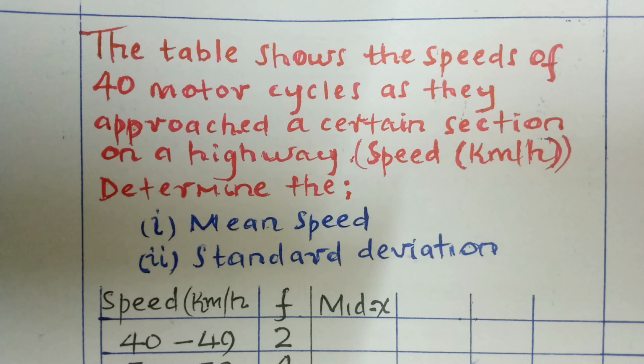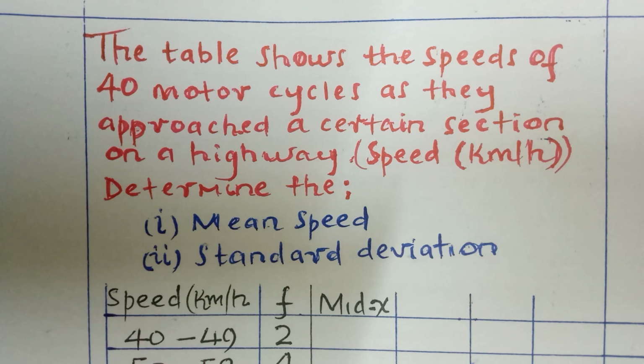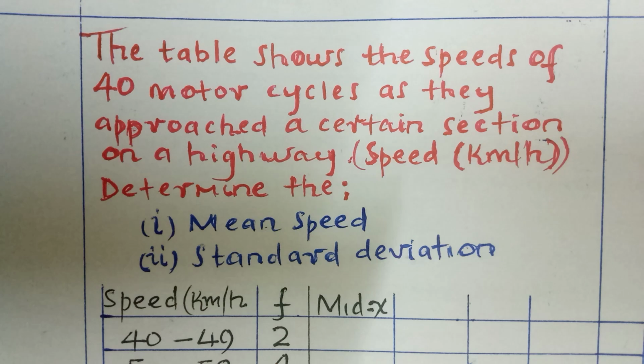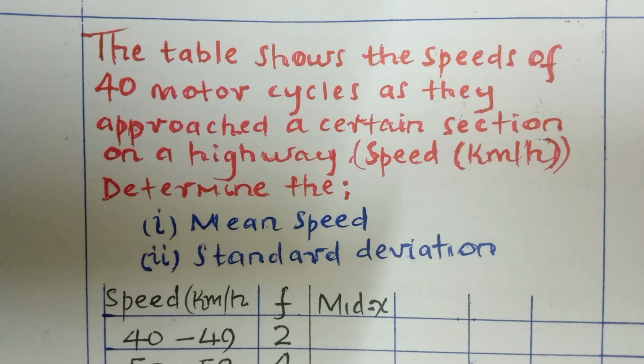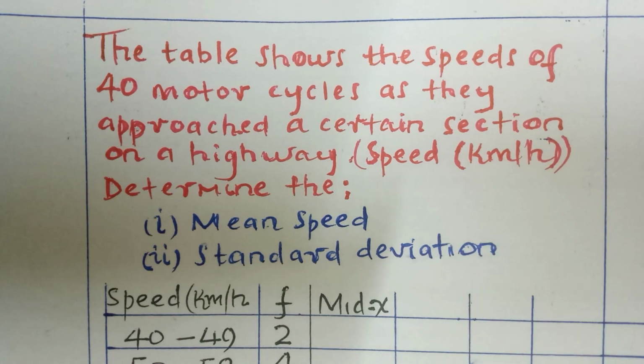Guys, today we are looking at this question, and this is a statistics question. So guys, let me just read it and then we continue. The table shows the speeds of 40 motorcycles as they approached a certain section on a highway. The speed is supposed to be in kilometers per hour. Determine the mean speed and then standard deviation.